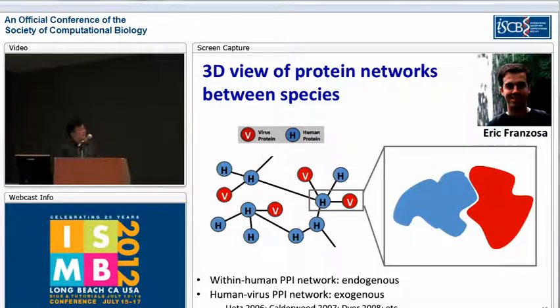So we can also think about constructing three-dimensional models, structural interaction networks, for this type of network. The work I'm describing here is joint with Eric Franzosa in the bioinformatics program at Boston University. From now on, we're going to refer to the human-human protein-protein interactions as endogenous interactions, and human-virus protein-protein interactions, those between the blue and the red, as exogenous interactions.